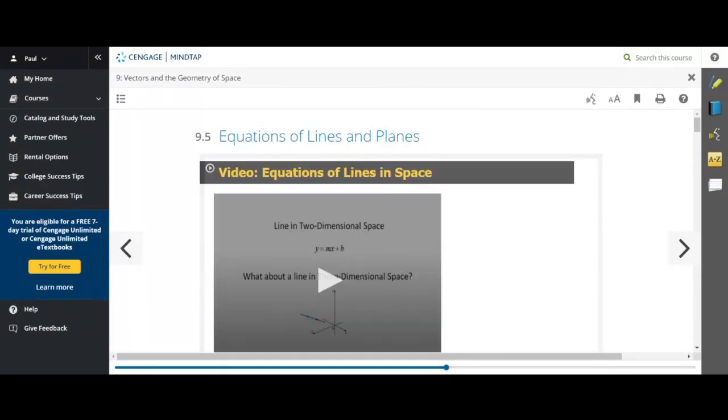Okay, so once again, we've learned about equations of lines, certainly in two-dimensional space, and y equals mx + b can describe a line in two-dimensional space. But what about a line in three-dimensional space? What do we need to describe a line in three-dimensional space?